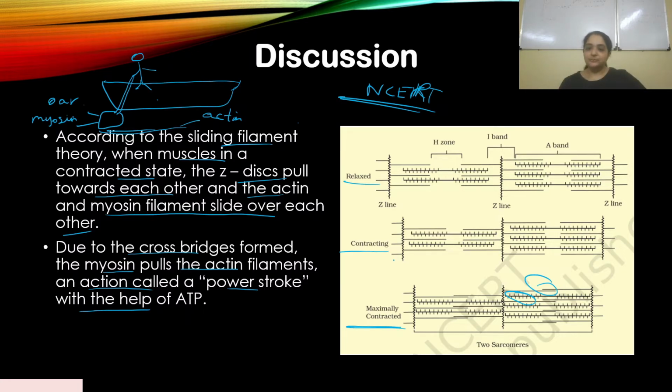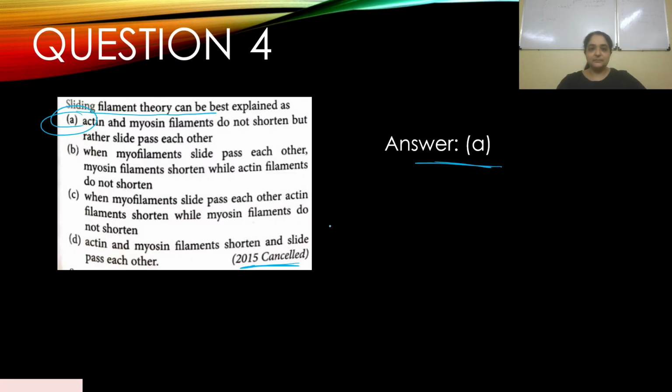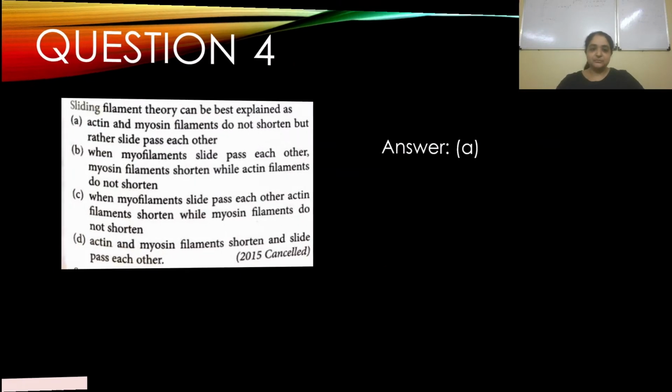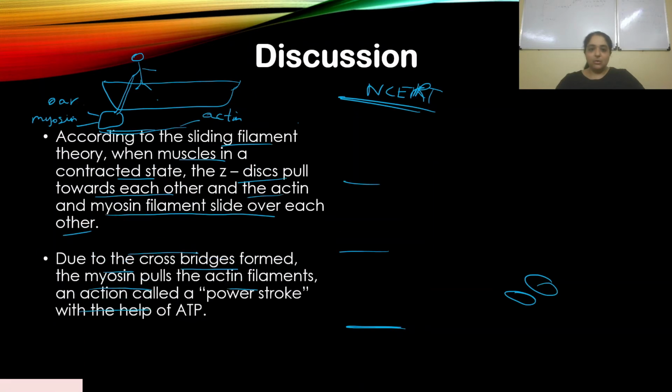So to answer your question, yes, according to the sliding filament theory, actin and myosin filaments do not shorten, but they rather slide past each other. This is actually a very important question. Please study all this carefully. It's there in NCERT. So study this theory properly, study muscle contraction properly.